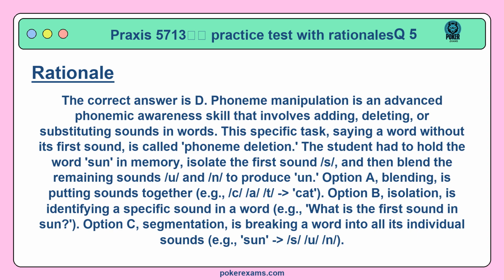The student had to hold the word sun in memory, isolate the first sound, and then blend the remaining sounds to produce un. Option A, blending, is putting sounds together, e.g., ch-a-t, chat. Option B, isolation, is identifying a specific sound in a word, e.g., what is the first sound in sun? Option C, segmentation, is breaking a word into all its individual sounds, e.g., s-u-n.